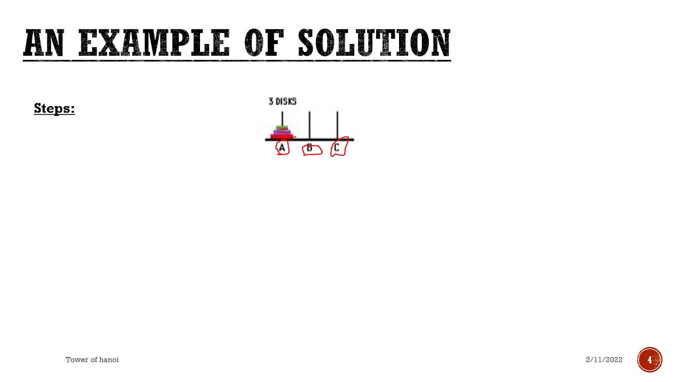So the steps will be: in the first, move one green from A to C. So we can move this topmost element from A to C. So the picture will be like that. For the first move, we can see the green disk is moved from pillar A to pillar C.